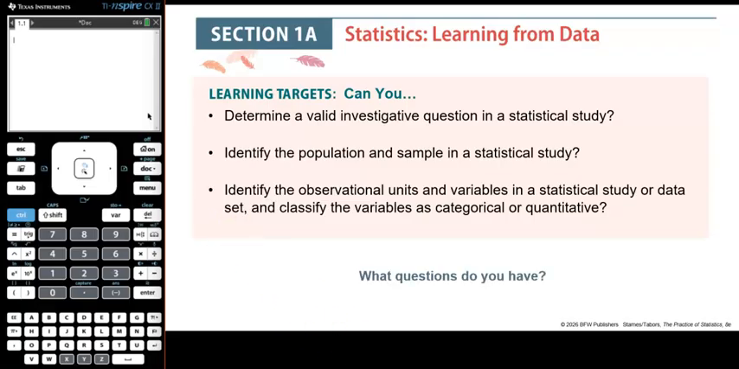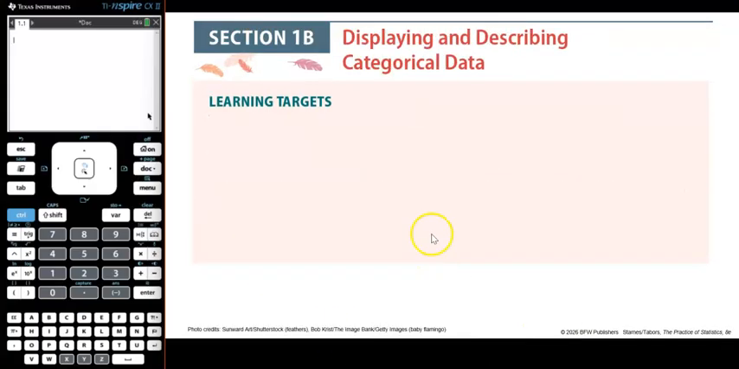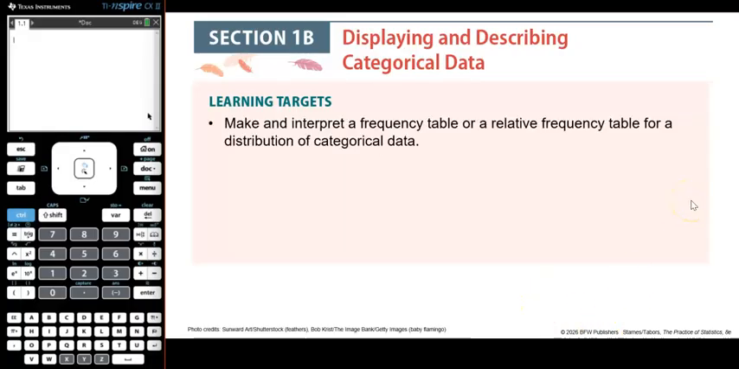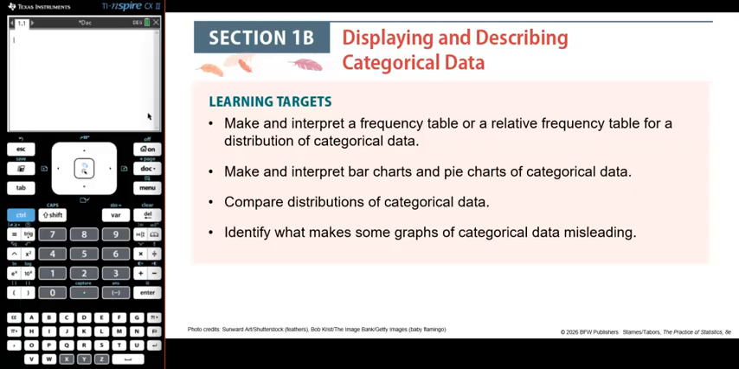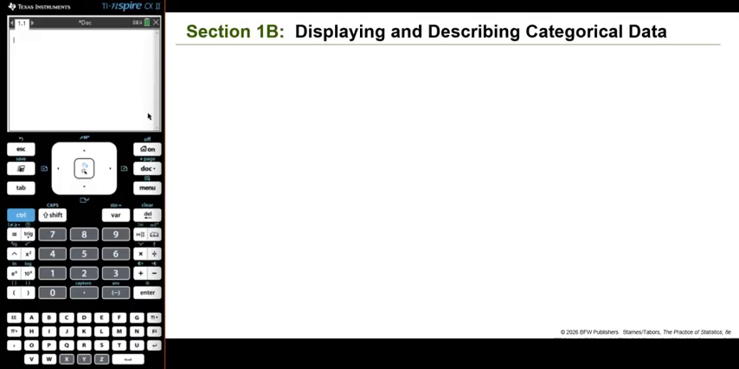Okay, we're to the second part. So this is part B. We're rolling here. Okay. These aren't too bad, just a lot of vocabulary mostly. Make and interpret a frequency table or a relative frequency table. Make and interpret bar charts or pie charts. And compare distributions. So we'll talk about all three of those. And also identify what are some misleading graphs. That can happen sometimes in the real world.